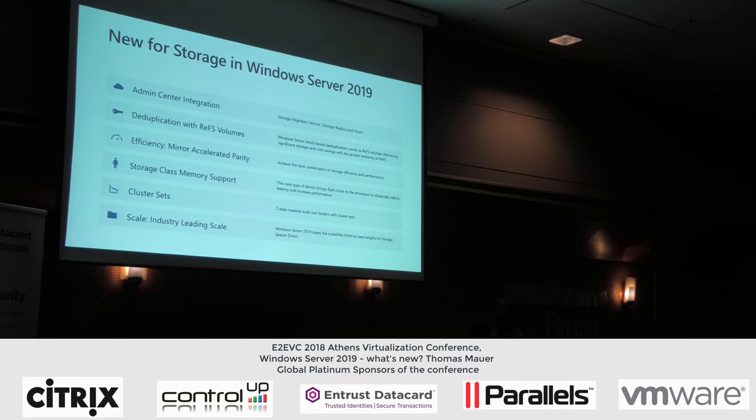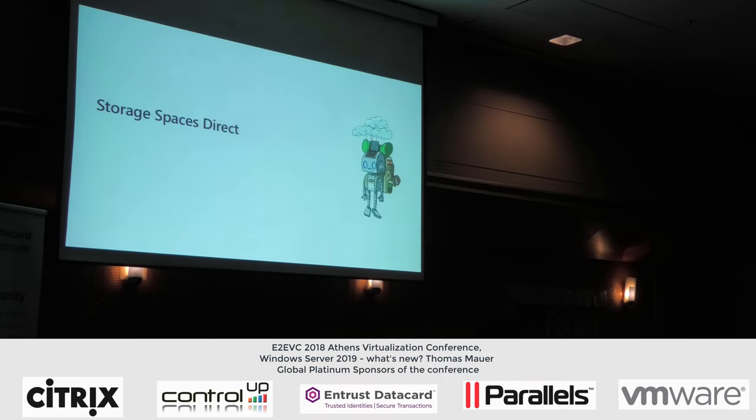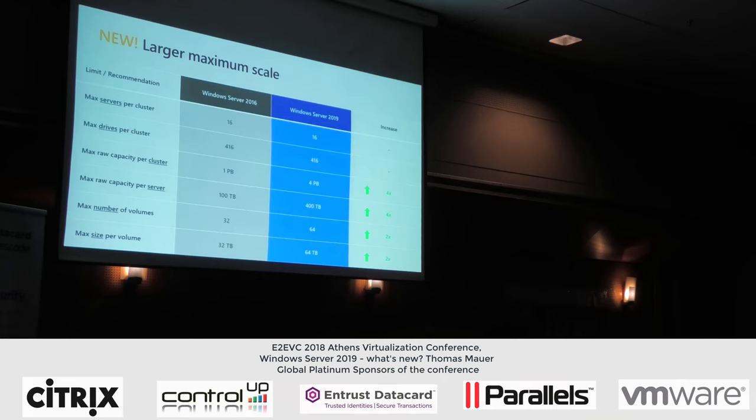And then obviously they worked a lot on scale, and we're going to have a quick look at those scale numbers for Storage Spaces Direct. You can now store up to 4 petabytes of storage, and obviously get more performance. The volume size got up to 64 terabytes. This is basically what happened. So they get that larger scale. It's still 16 nodes, and it's still about the same amount of drives per cluster.